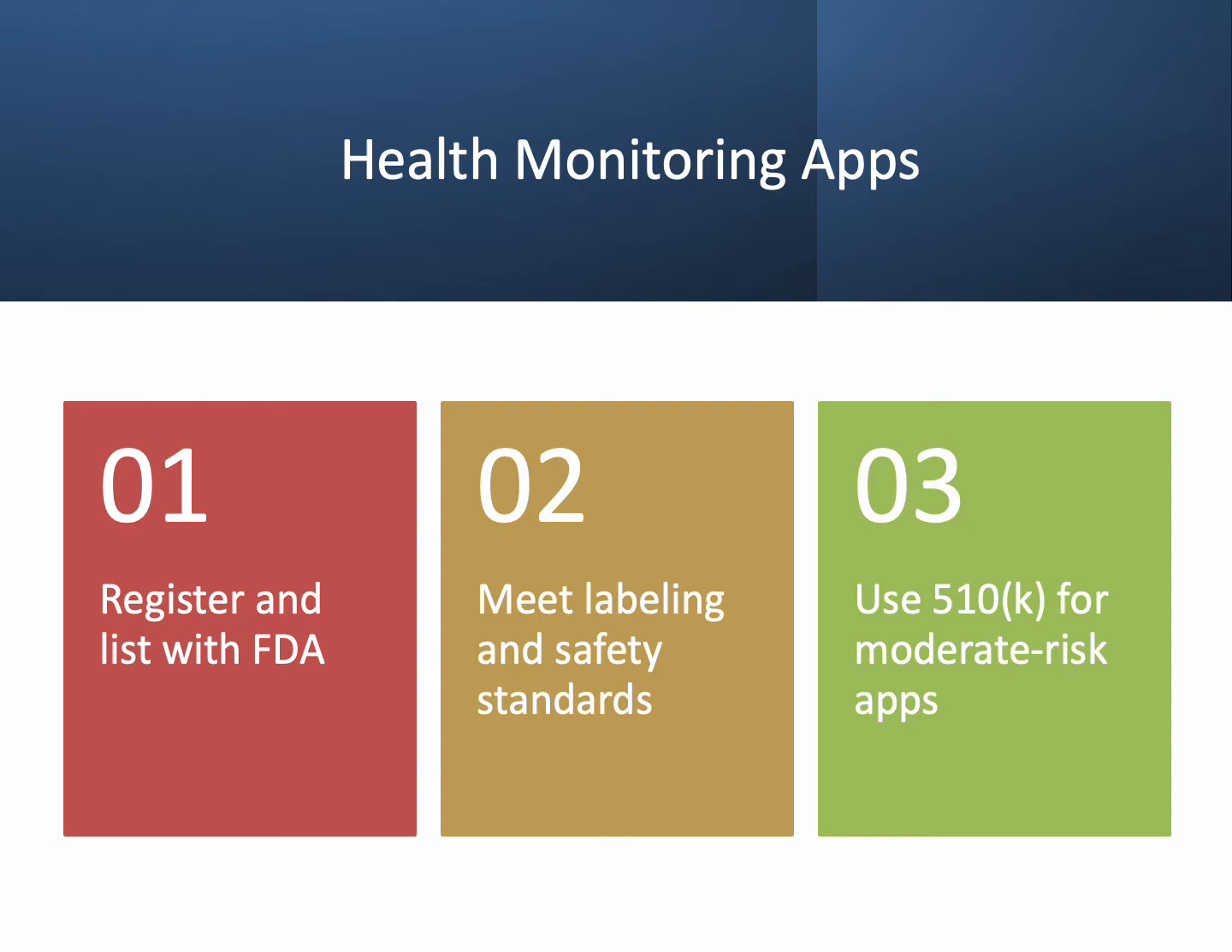medical device regulation. Health monitoring apps, like fitness or heart rate trackers, must be registered with the FDA and listed as devices to ensure oversight. They must meet labeling requirements, e.g., clear instructions and safety standards to protect users. Moderate-risk apps, classified as Class II, require 510(k) clearance to demonstrate equivalence to a predicate app. For example, a new heart rate app must show it's as safe as an existing one.